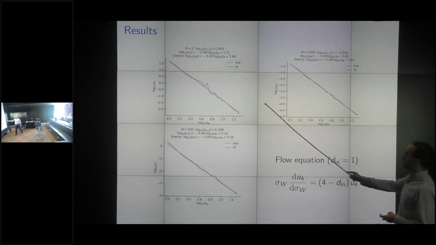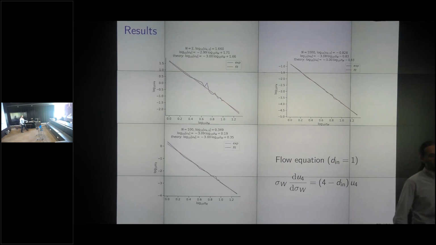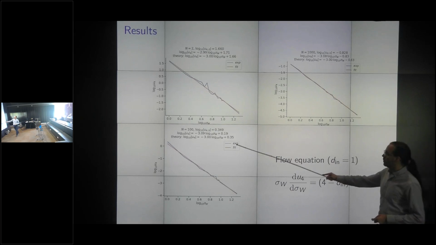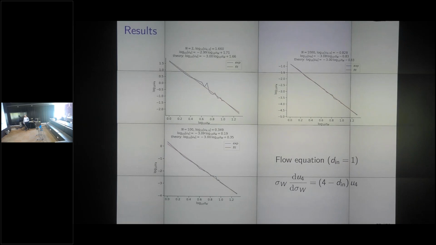And so the blue curve is what we measured on the computer by setting up neural networks and measuring correlation between the outputs. And the orange line is a fit. Then we compared the fit with the theory, and as you can see, it agrees extremely well with this equation derived from renormalization theory.